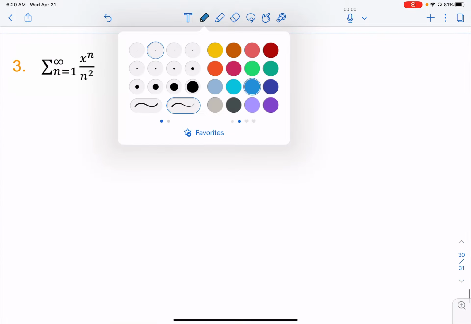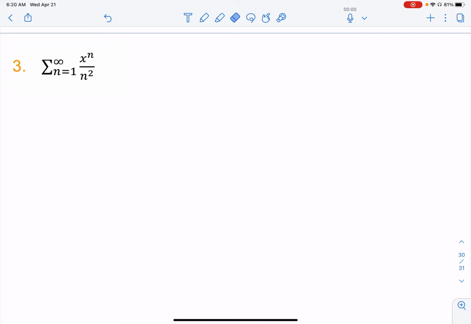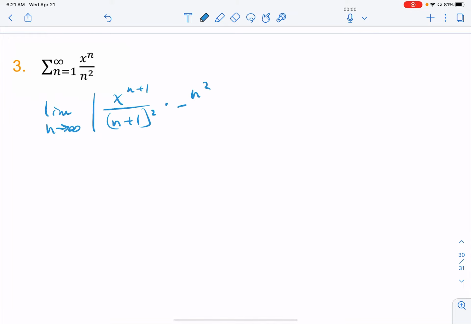All right, and then we just have one more, folks, and this is going to do the lesson. Pardon me. All right, let's take the limit, shall we? Limit as n goes to infinity, absolute value x to the n plus 1 over n plus 1 quantity squared, multiplied by the reciprocal here, n squared over x to the nth power. Okay, we're in good shape. Cancel stuff. So subtracting the powers of x, it's bigger on top, so we just have a power of x there. And then unfortunately, there's nothing that we can do here.